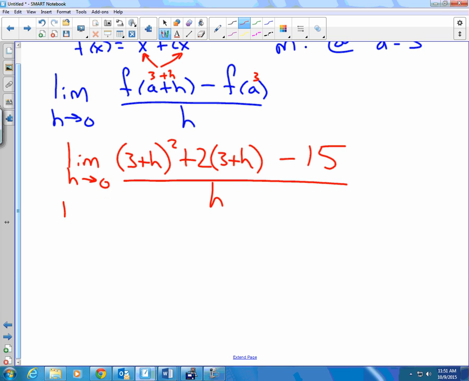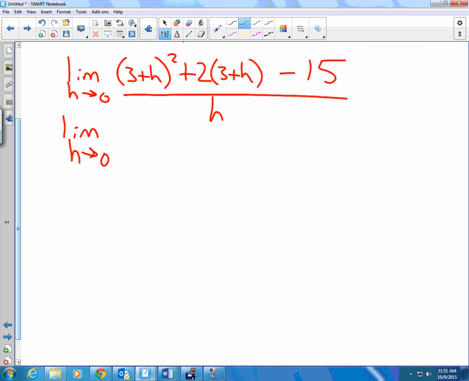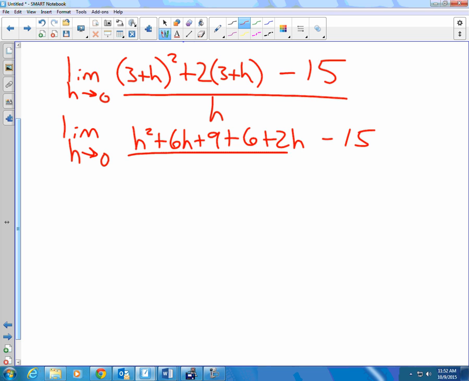So I have the limit as h goes to 0. And yes, you must continue to write that until you actually plug in 0 for the h. We end up with h squared plus 6h plus 9 plus 6 plus 2h minus 15 all over h. Now, the things that don't have an h are 9, 6, and negative 15. Do those cancel? Isn't that nice?